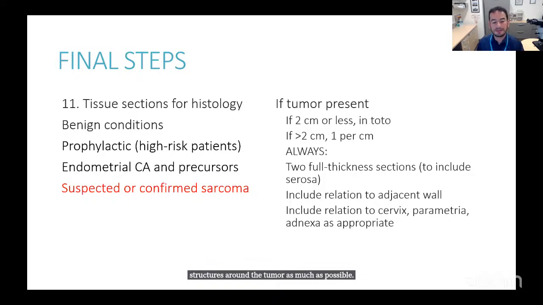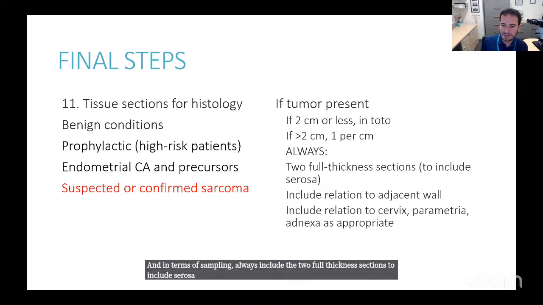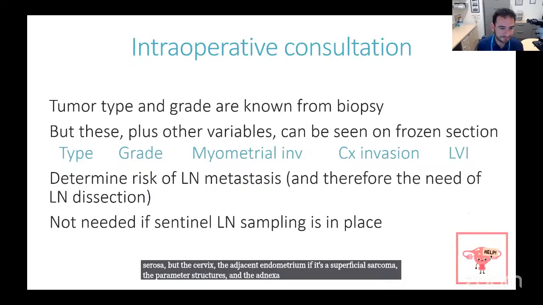And in cases in which you have a suspected or confirmed diagnosis of sarcoma, the same approach applies in terms of size. And in terms of sampling, always include the 2 full thickness sections to include serosa. And of course, include the serosa that is closest to the tumor that you see macroscopically, and the relation to any other structure, not just the serosa, but the cervix, the adjacent endometrium if it's a superficial sarcoma, the parametrial structures, and the adnexa as appropriate.